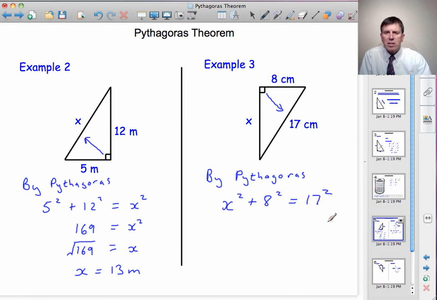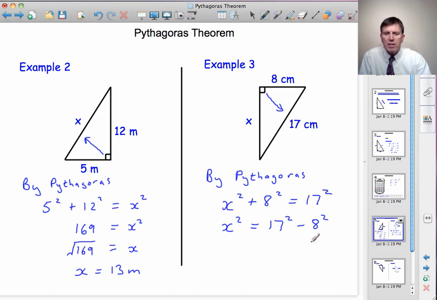So this is the first example we've looked at where the side that we're trying to find is not the hypotenuse. So it's not the one that goes on its own in this relationship. But I want to get x squared on its own. So what I need to do is take the 8 squared to the other side. So it'll be x squared equals 17 squared, but when I take plus 8 squared to the other side, it becomes minus 8 squared. So we've got a different relationship now. We're not adding two things together to get x squared, we're doing a subtraction.